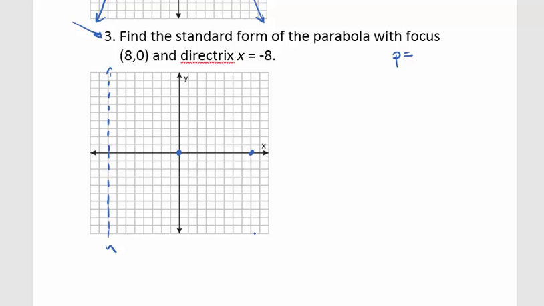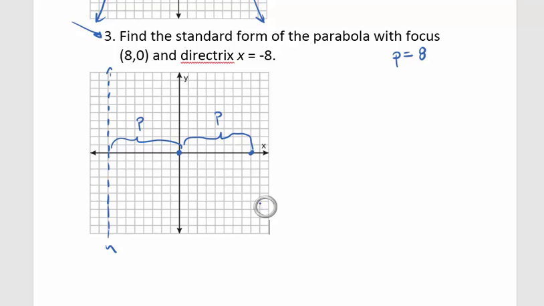Let's go ahead and try to figure out what P is. Well, P is just this distance that we're traveling from the vertex out to the focus and also out to the directrix. It'll always be that way. This distance here is going to be P units, same as this distance there is going to be P units. So in this case, P is equal to 8. And remember, this parabola now is opening to the right.